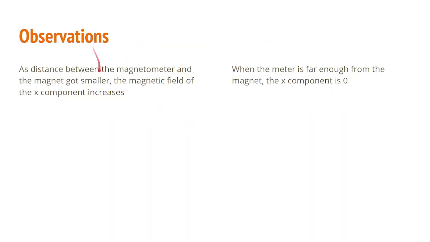The observations were that as the distance between the magnetometer and the magnet got smaller, the x component of the magnetic field increased, and when the meter is far enough from the magnet, the x component is 0.